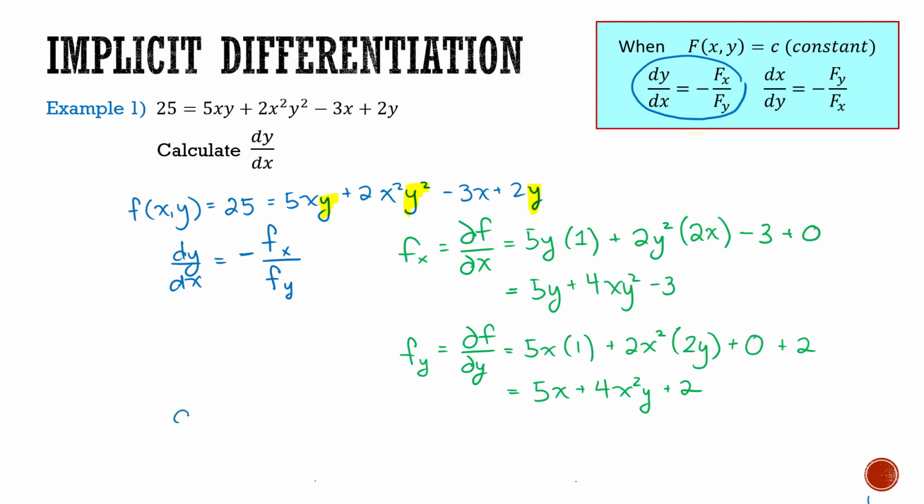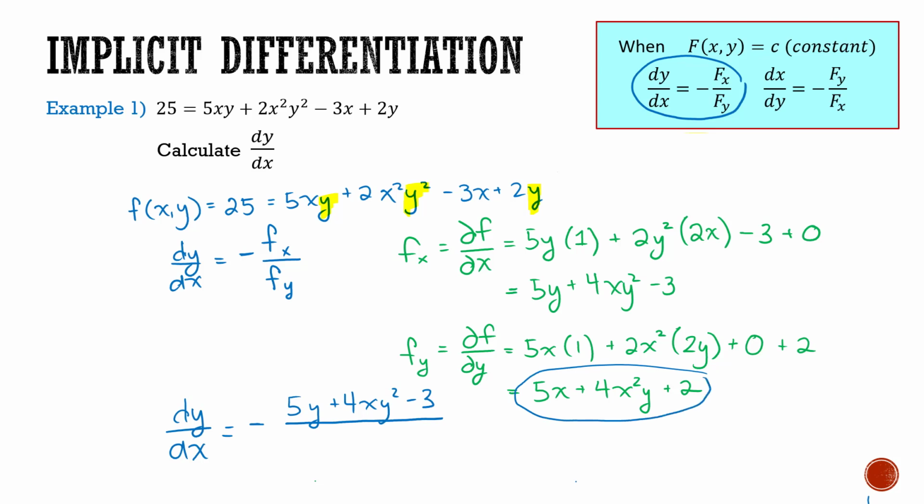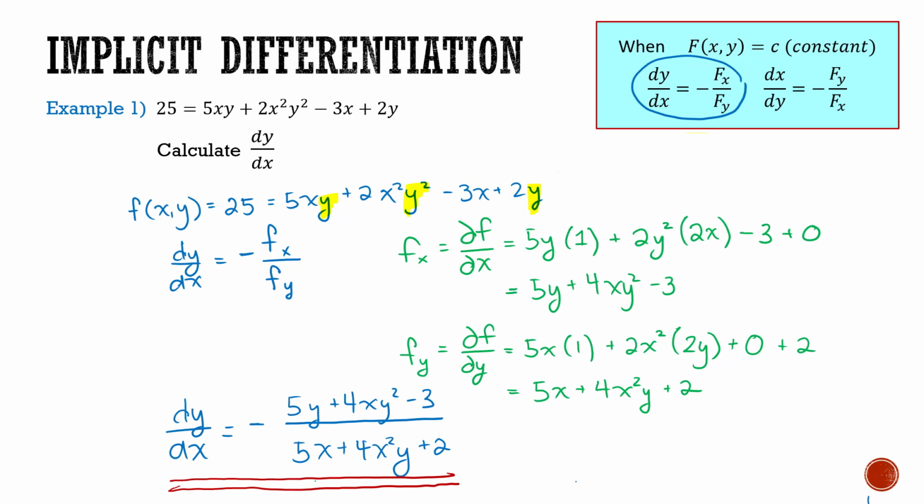Now I can put this all together for my dy by dx expression. I'm going to have negative fx, so negative my fx term right here, 5y plus 4xy squared minus 3 becomes my numerator. And in my denominator, I take my fy term, 5x plus 4x squared y plus 2. And thus I can solve for dy by dx using implicit differentiation.